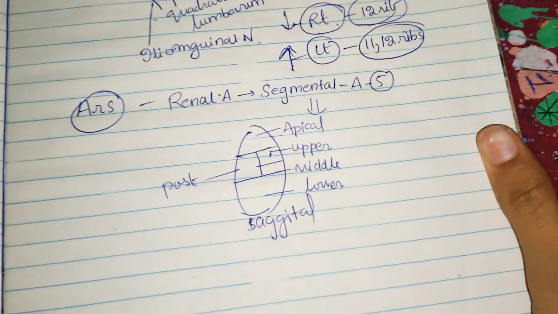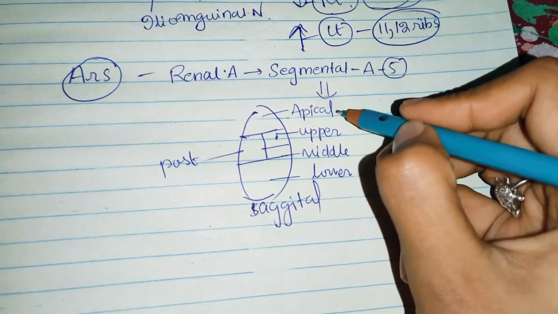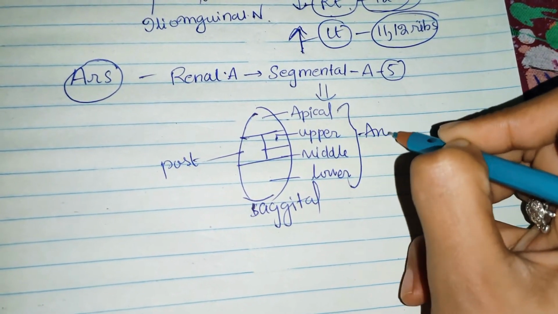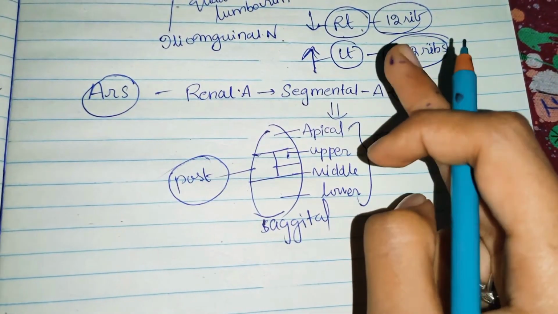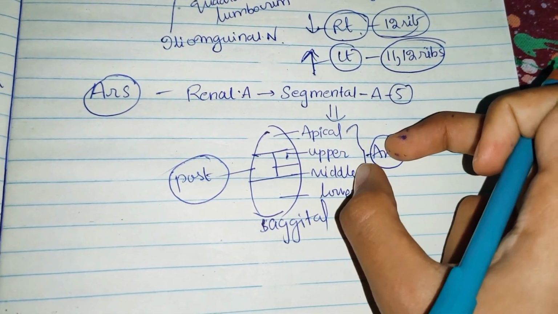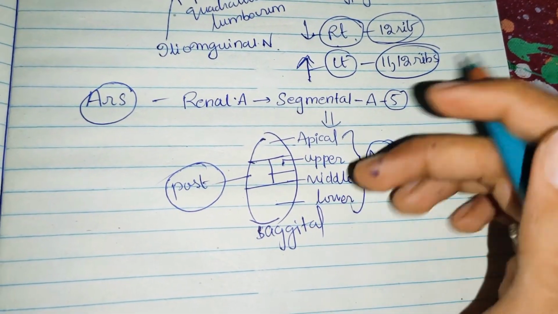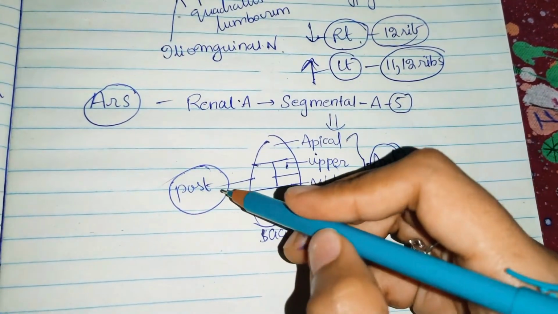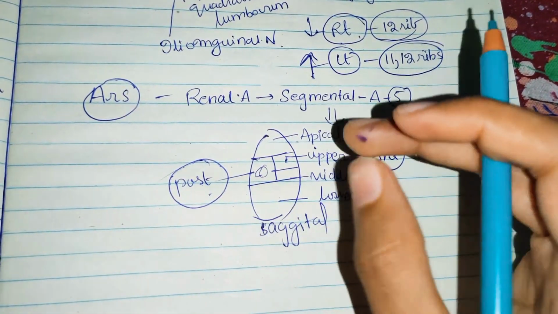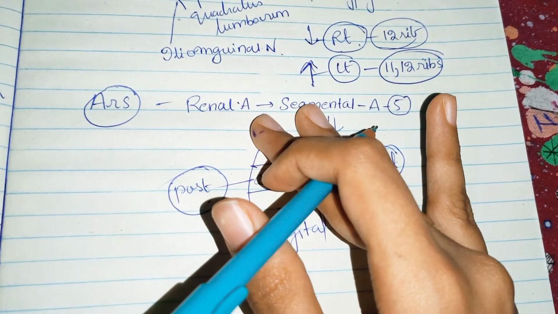One thing you need to see here is that the apical, upper, middle and lower are all anterior segmental arteries, and this is the posterior segmental artery. Actually, the segmental artery is divided into anterior and posterior segmental arteries, and the anterior segmental artery is in turn divided into apical, upper, middle, lower, and the posterior is only posterior. So this is the segmental artery. First the renal artery gives 5 segmental arteries.